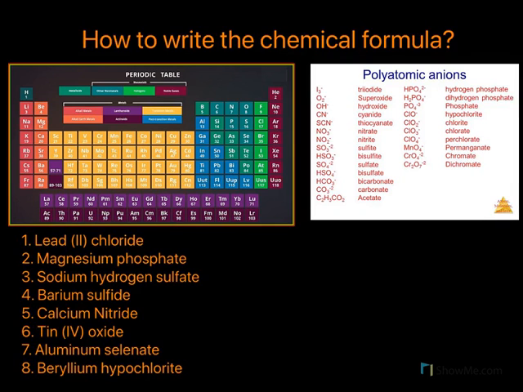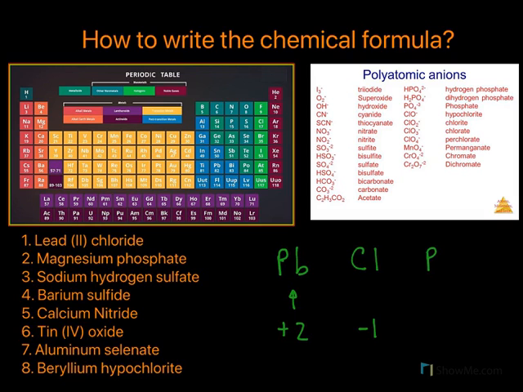Okay, so let's look at some of these molecules and write their chemical formula. First of all, number 1, lead 2 chloride. So lead has a Roman numeral 2 there. That means it is lead plus 2. So this lead has a plus 2 charge. And we know that chloride, when it's in an ionic compound, is going to have a minus 1 charge.